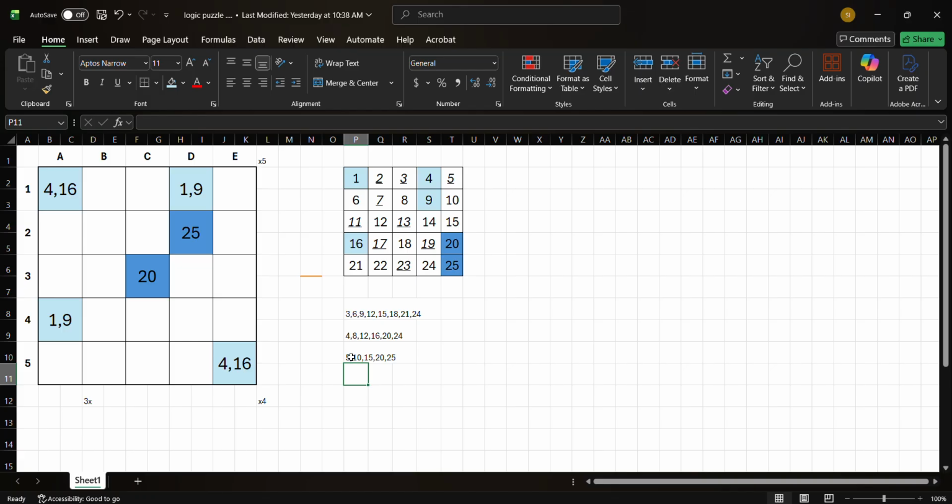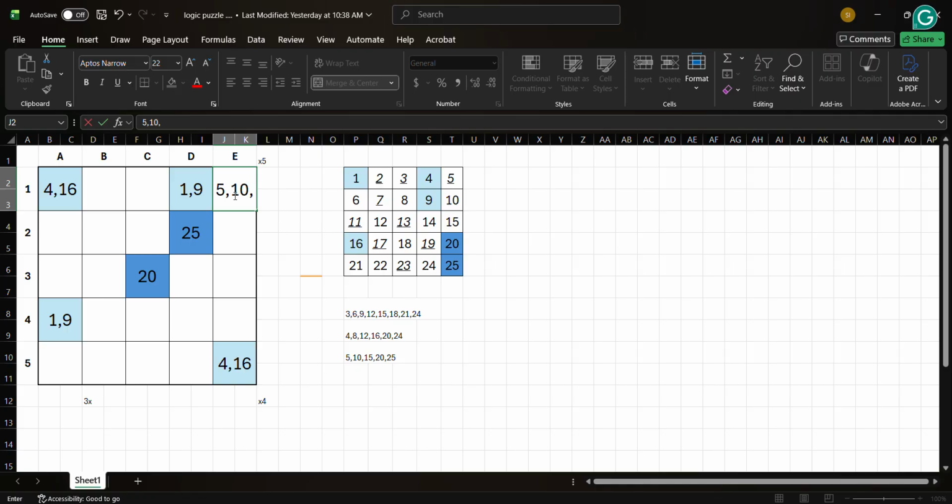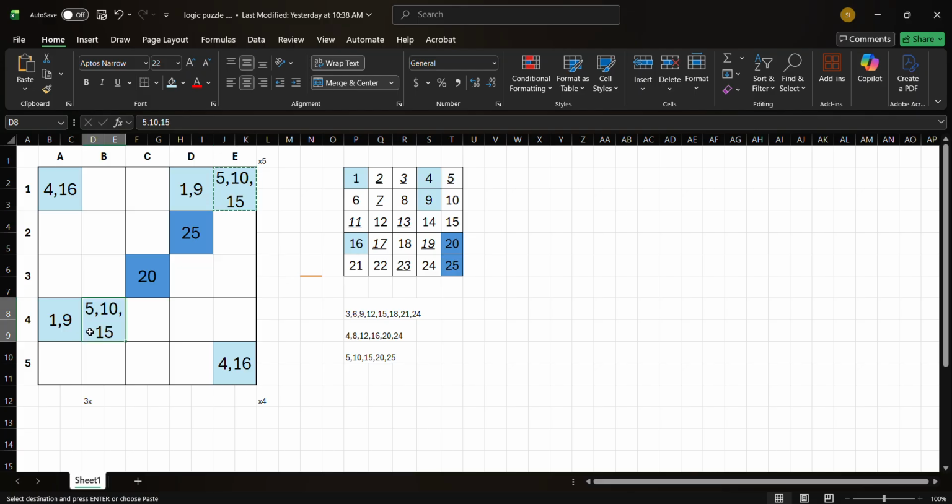Now the 5s only have 5 in, so we could put in these remaining ones as options. So we could have there a 5, a 10 or a 15. The 20 and 25 are obviously already gone, and that completes that box as well. And then we can just copy and paste that to this one and this one.